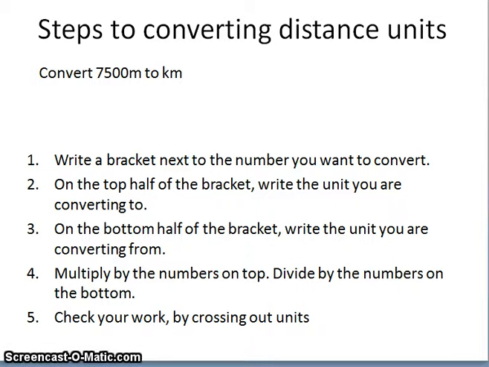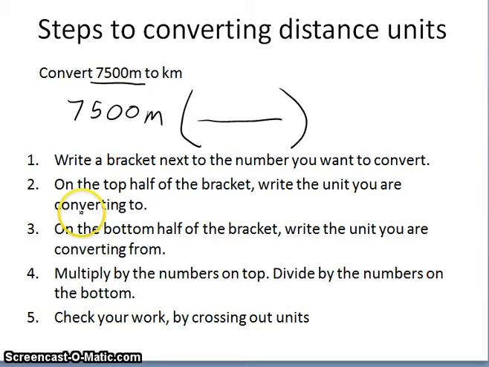First, we write a bracket next to the number we want to convert. So in this example that I'm going to use, I'm going to convert 7,500 meters to kilometers. So I start with the number that I want to convert, and I'm going to write a bracket next to my number. My bracket is going to look something like this. Okay? On the top half of the bracket, I'm going to write the unit that I want to convert to. So the unit that I want to convert to, I can see right here, is kilometers, km.